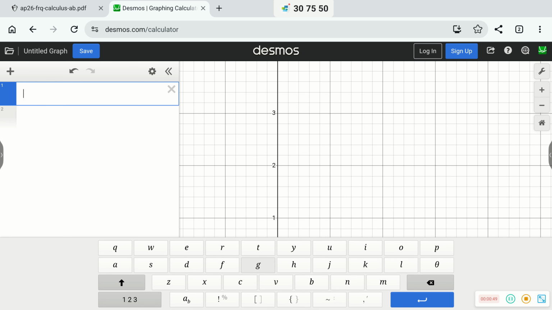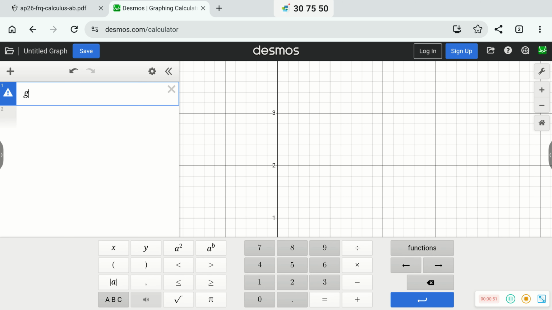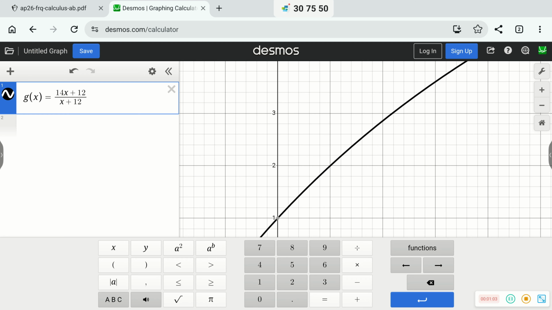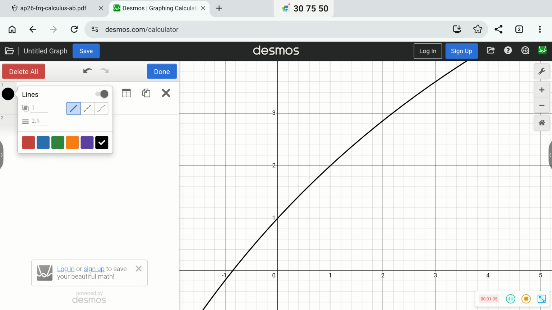So a little pro tip here. We want to put the divided by first. Okay, let me see if I remember this. 14x plus 12, over x plus 12. So we don't need f yet. I'm going to make this a different color so it stands out.